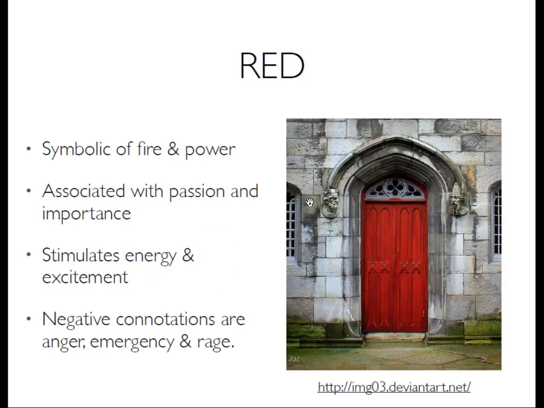So let's dive into the specific colors. We'll talk about 8 different colors. First, red. Red is symbolic of fire and power. We'll talk about both the positive and the negative connotations of each of the colors that we mention today. So red is symbolic of fire and power. It's also associated with passion and importance. You've all probably seen this, the red door. A lot of times you'll see people with bright red doors.